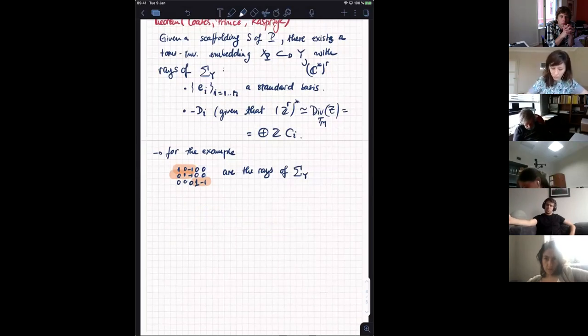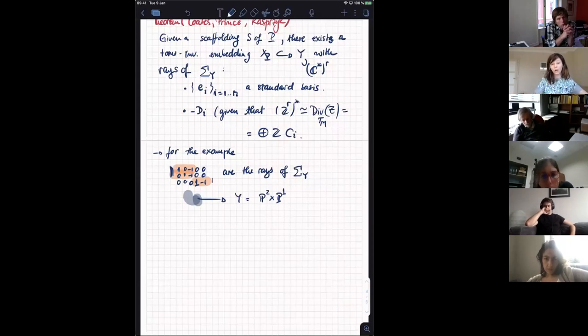Y is simply P2 cross P1. You can recognize the fan of P2 here. We've already seen its rays, and you can recognize the fan of P1 in this bottom block. Anyway, so what have I done? If this has coordinates x0, x1, x2, and this has coordinates y0, y1, what have you obtained?